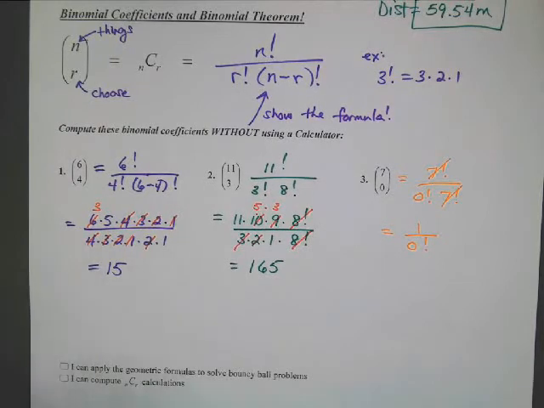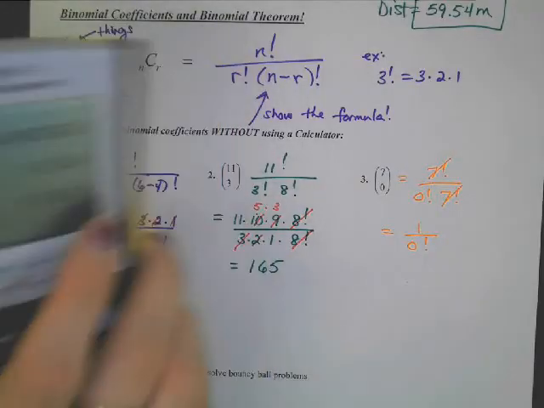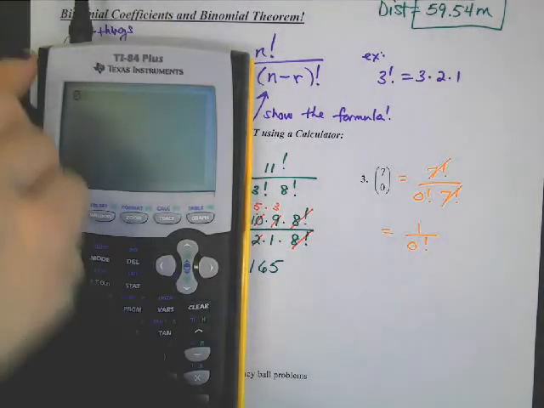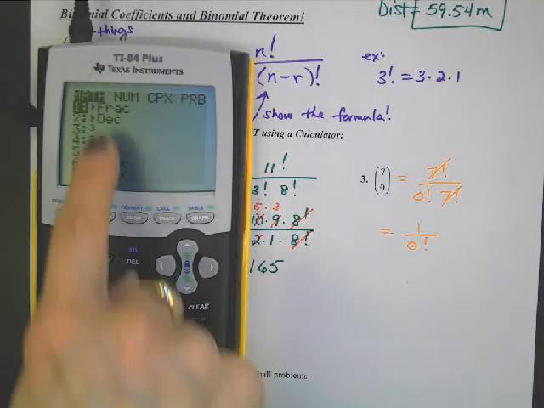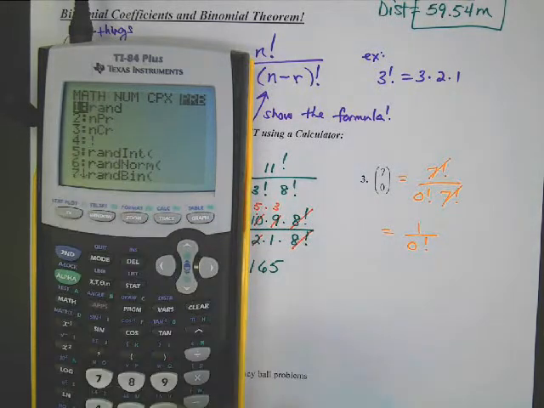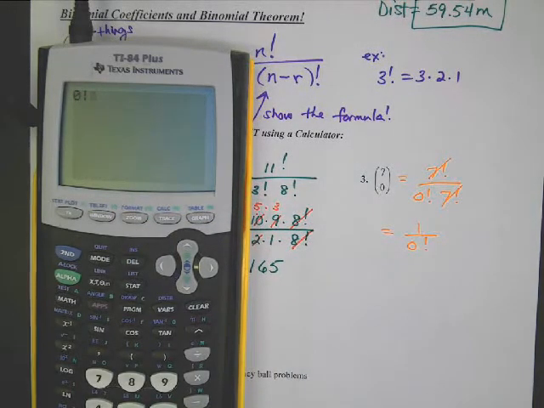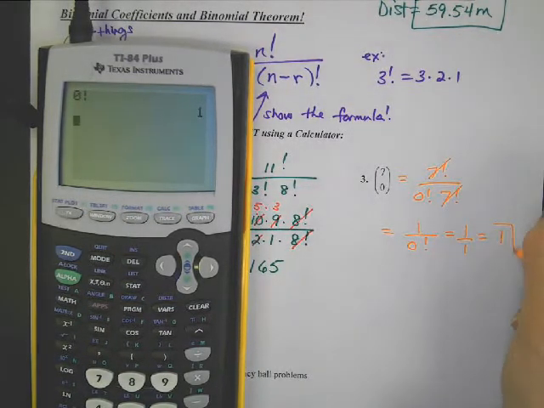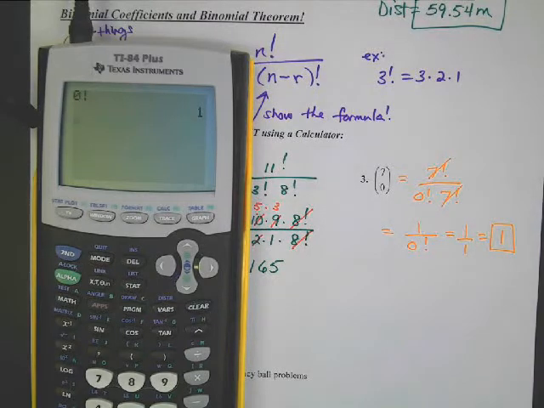And if you don't know, you could always ask your calculator to remind you. Okay, so let me show you where your factorial button is. 0 factorial. So we're going to hit math, and we're going to go all the way over here to the probability column. And number 4's factorial. 0 factorial is a 1. So 1 divided by 1 is 1. The answer is 1. Really?